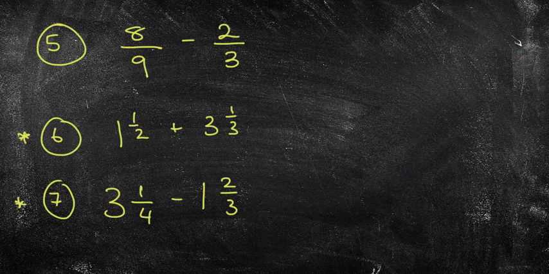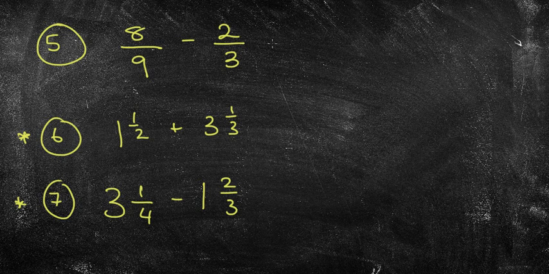Okay, let's have a crack. Okay, I'm going to throw 3 more questions at you. 6 and 7, I've put an asterisk on them because they involve converting your numbers, well, if you want to do it that way, to improper fractions first, but then we'll look at how to do it as a mixed number as well. So pause it, let's see how you do.